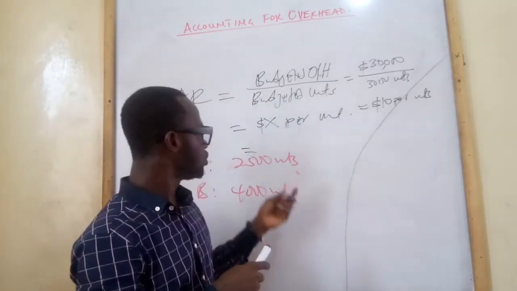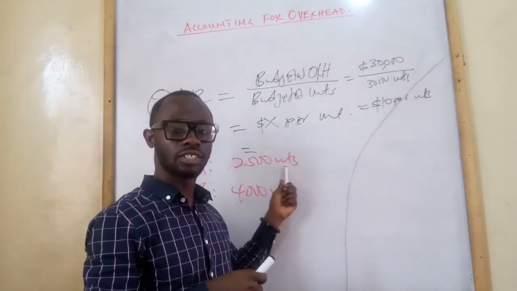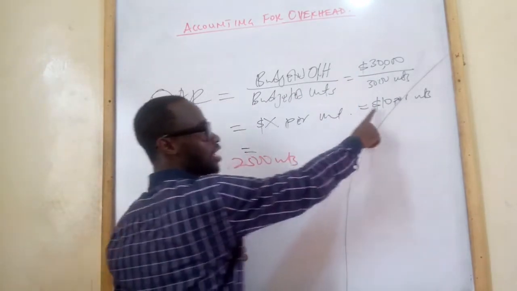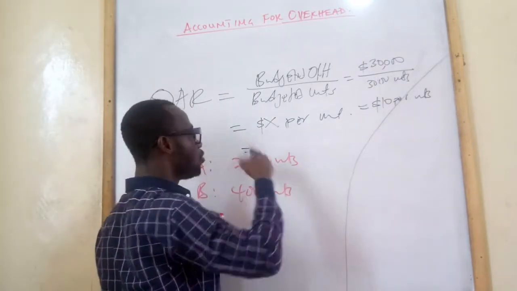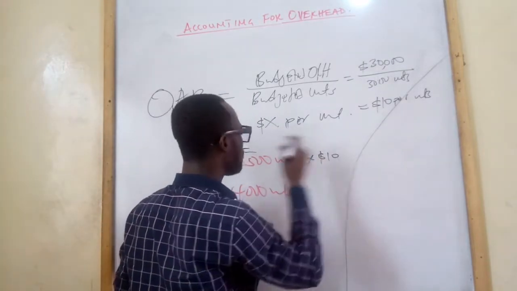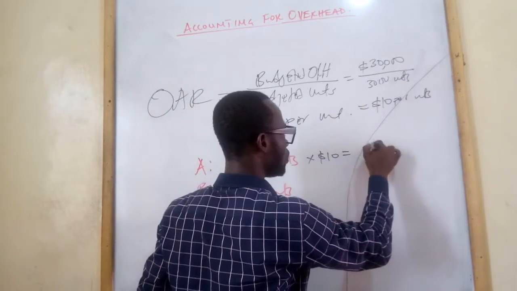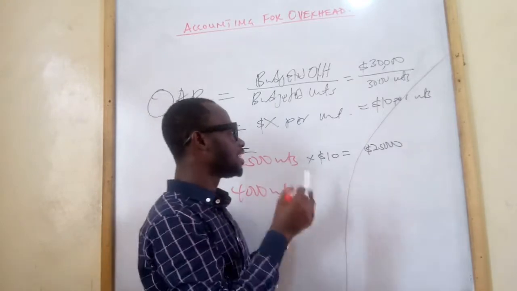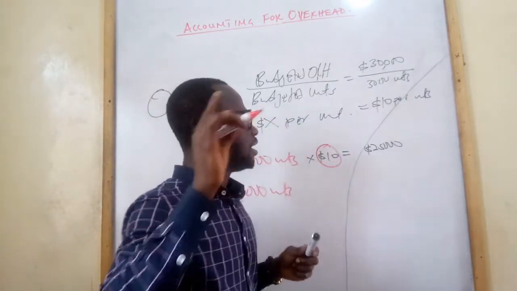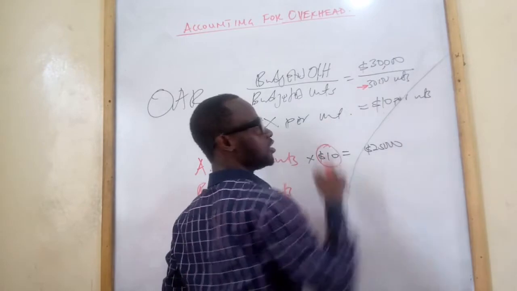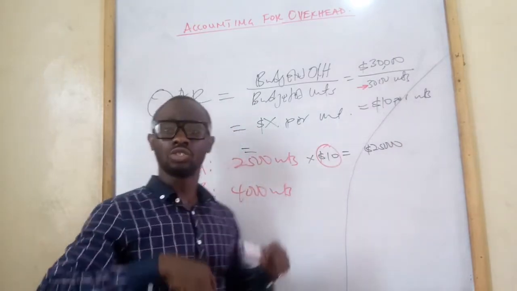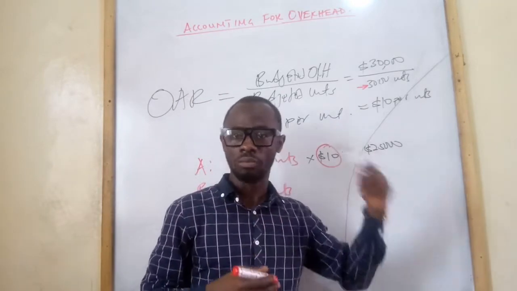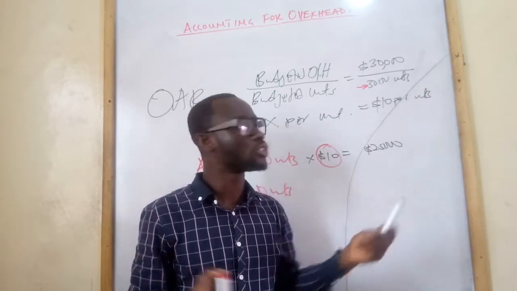Now, if we produce 2,500 units, but the overhead absorption rate we are using is based on 10,000, that means it's $10 per unit. That means the overhead we will be charging is going to be 2,500 by 10, which should give us $25,000. But this 10 was based on 3,000, and we are actually producing only 2,500. It means that we have over-absorbed the overheads.